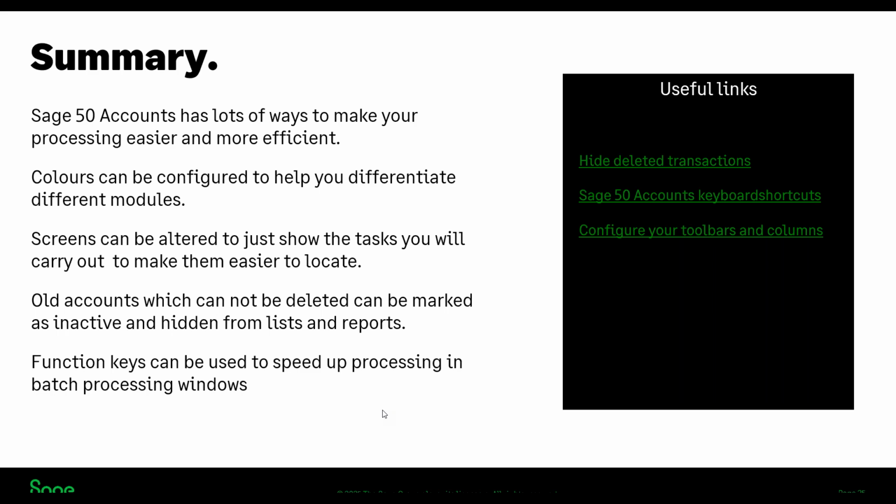Remember, you can add an inactive marker to records that aren't in use, and that means it can be hidden from lists and reports. But you also have that search feature which will allow you to filter out your lists. For example, as we showed today, it was to hide those with a 0 value. And those function keys, remember those function keys can be used to help speed up processing in your batch processing windows. There are lots of links throughout the handout today.